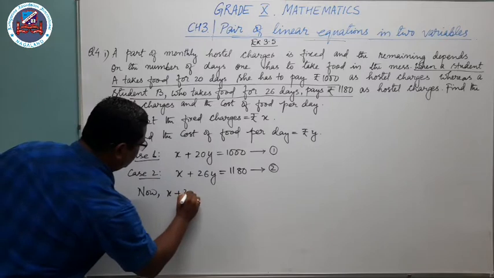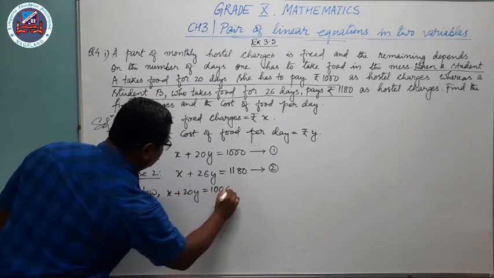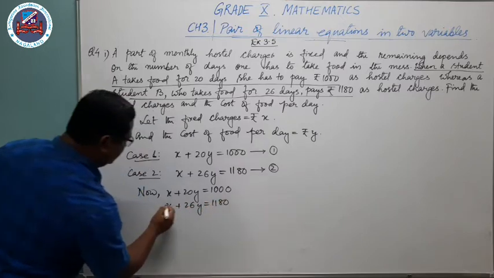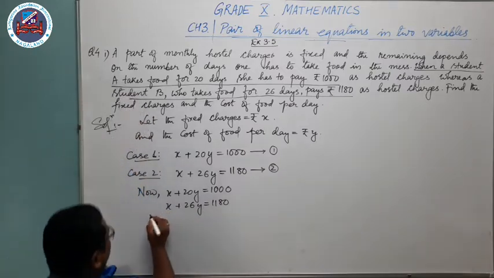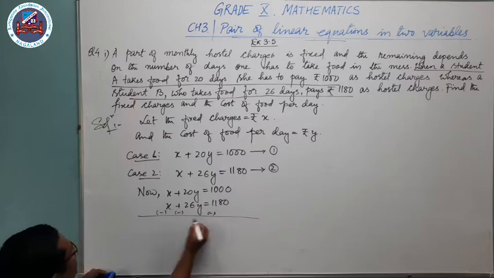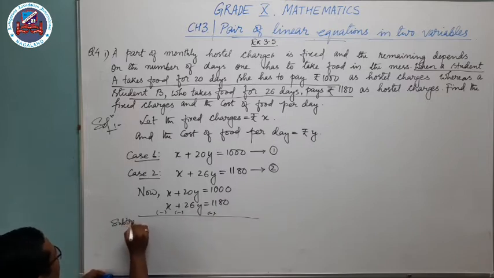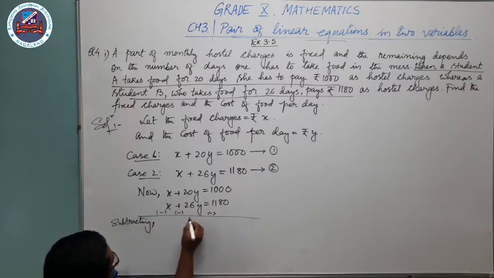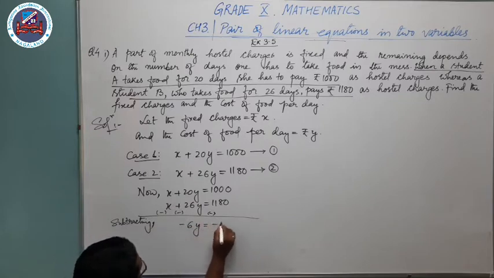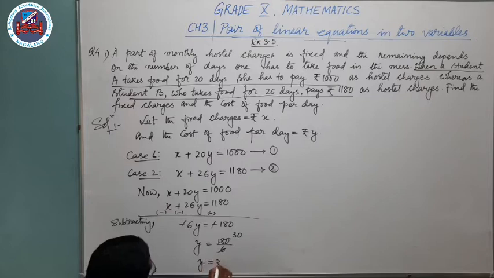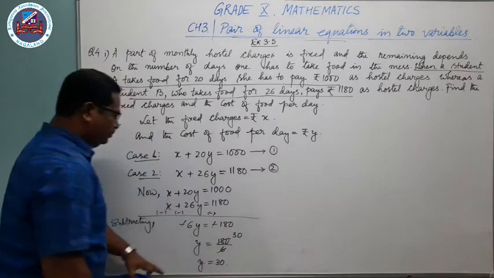Now x plus 20y is equal to 1000, and x plus 26y is equal to 1180. Here you can see the coefficients are equal. Better you go for the elimination method. Change the sign, subtract it. Subtracting, this x will get cancelled. 20 minus 26 is minus 6y is equal to minus 180. Minus cancels. 180 divided by 6. 6 3s are 18. So y is equal to 30. That means 30 rupees for food per day.